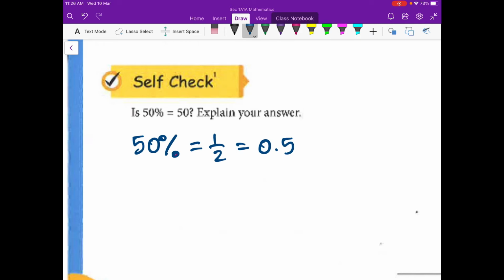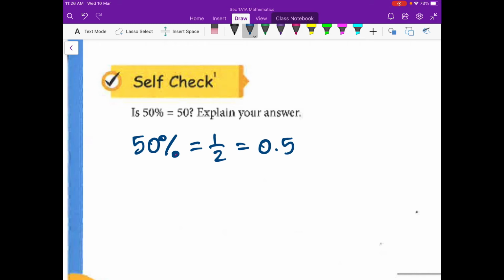But I don't want you to use it. I don't want you to use the percentage symbol in your calculator. I want you to always remember, divide by 100. This is one thing that I don't want you to use your calculator for. For 50%, press 50 divided by 100. This way, you get the same value, which is half or 0.5.